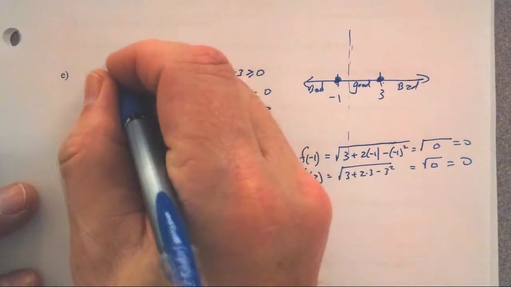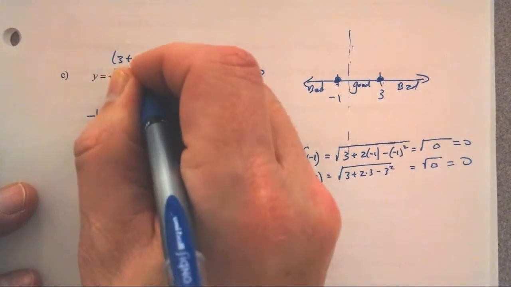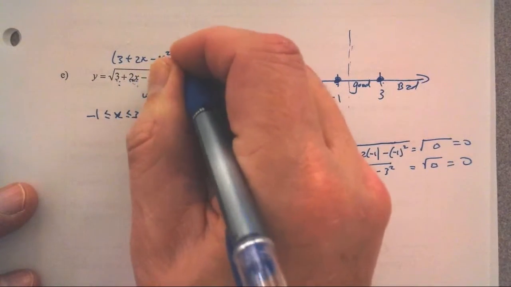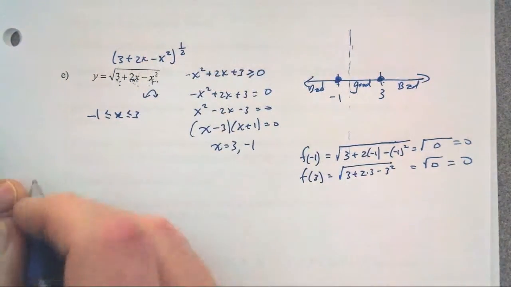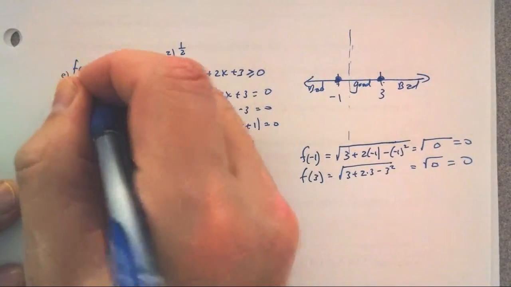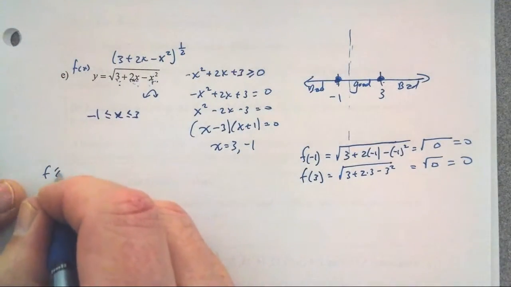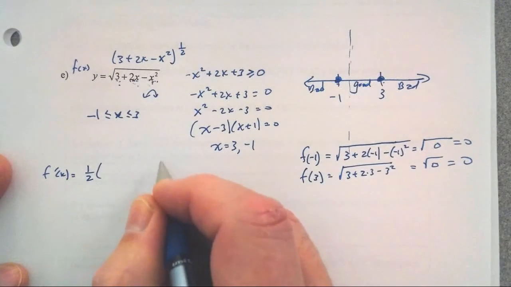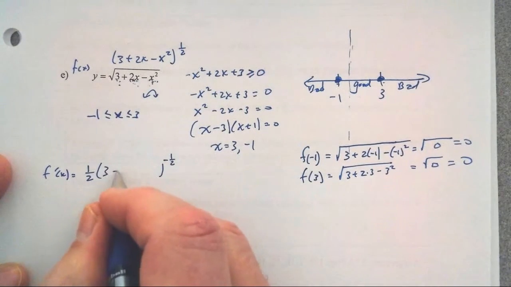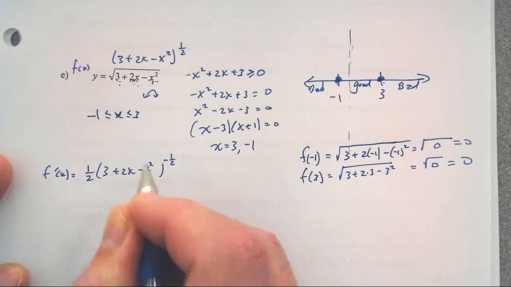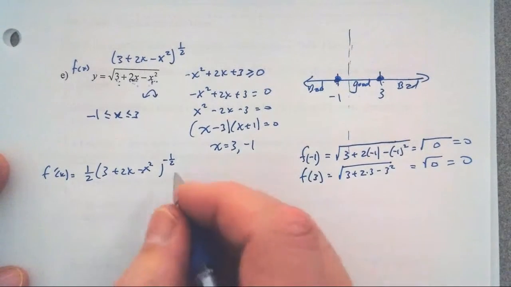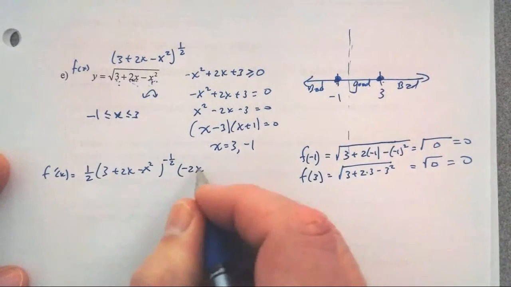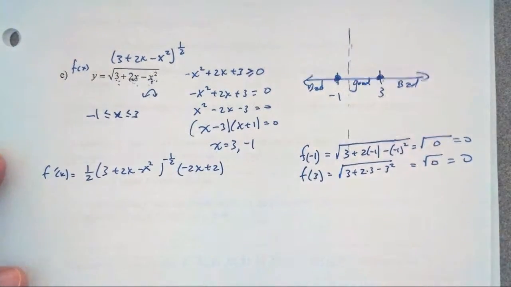We might want to look at this as 3 plus 2x minus x squared to the 1/2. We may want to think of it that way to find, if I call this f of x again, f prime of x. So I get outside derivative 1/2 something to the negative 1/2 of the inside function times the inside derivative, that is negative 2x plus 2.